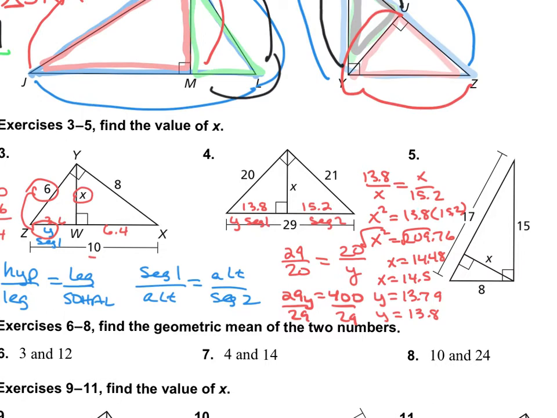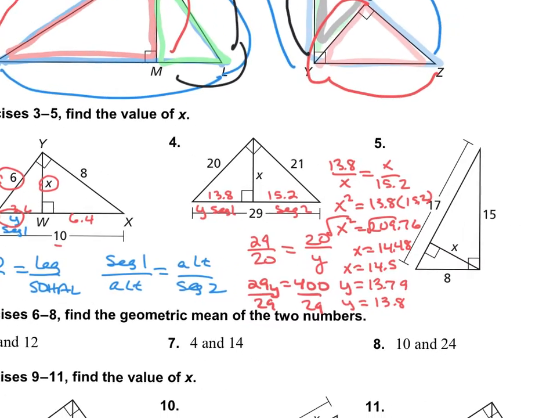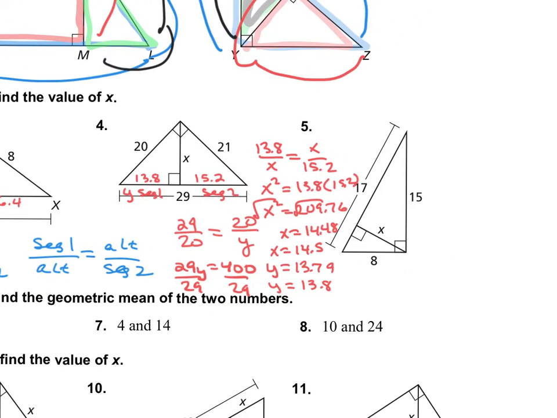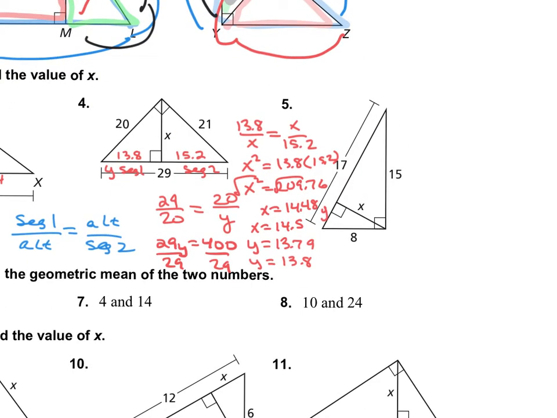For number 5, I'm going to do the same thing. So again, I can say that I'm going to look for this little piece, or you could have found this one. You could have called this Z. It really didn't matter. So this is going to be my proportion. So I'm going to, again, do hypotenuse, which is 17, over the leg, which is 8. And I'm looking for that piece of the hypotenuse, that segment of the hypotenuse adjacent to that leg. So I'm looking for that Y.